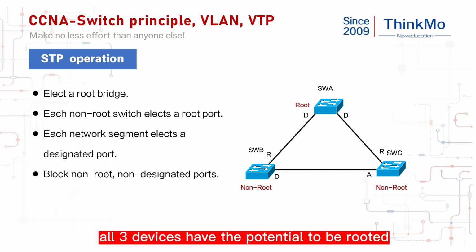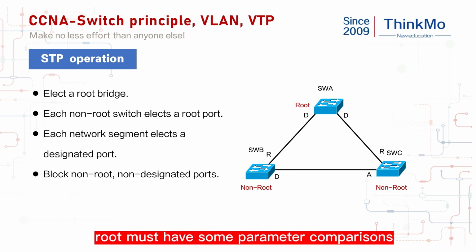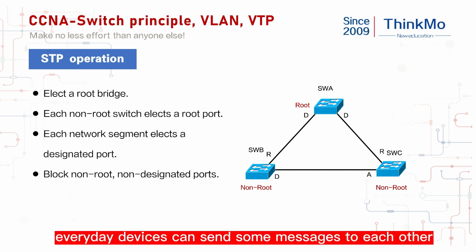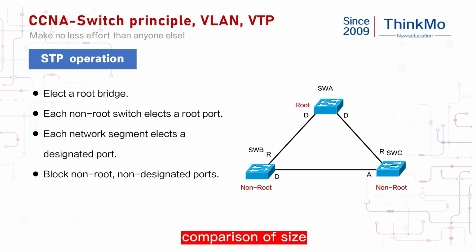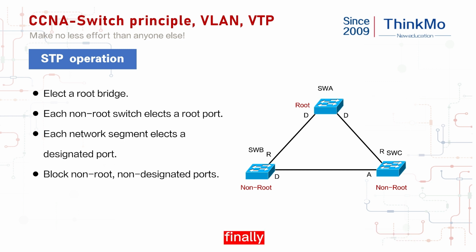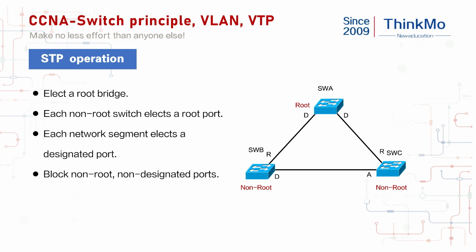All three devices have the potential to be the root. Then the choice of this root must involve some parameter comparisons. Every device can send some messages to each other. A comparison of size carries some parameters of the respective devices. Finally, a root device is elected through the election rules.